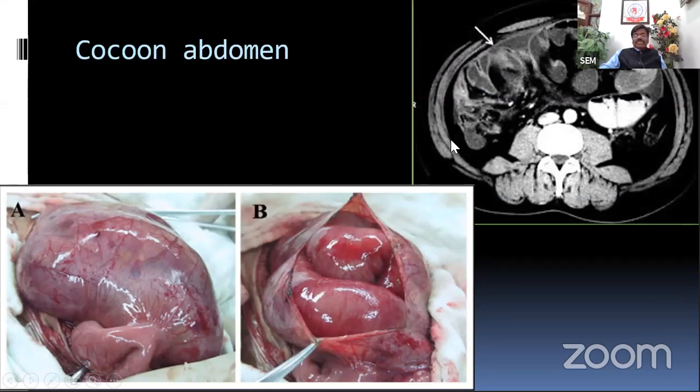Now, another CT picture is what we call cocoon abdomen. In other words, like a cocoon, there's a layer of fibrous capsule. In other words, inside the peritoneal cavity, if you open, there will be another cavity in which all the bowel loops will be like that. It is a chronic inflammatory fibrositis or fibrosing capsule. So this capsule will appear like a cocoon. So cocoon abdomen, one of the rare causes, TB abdomen.